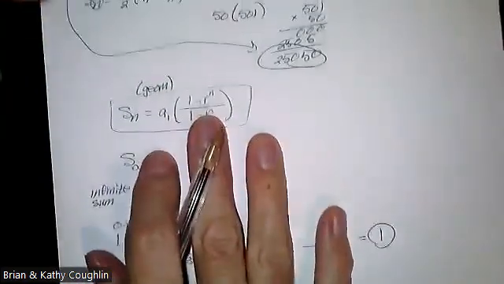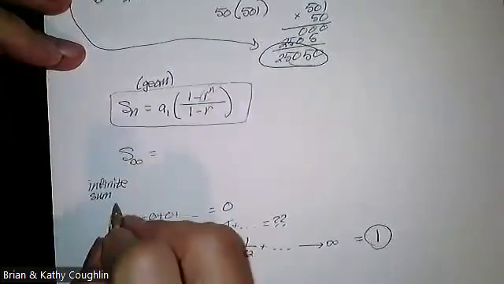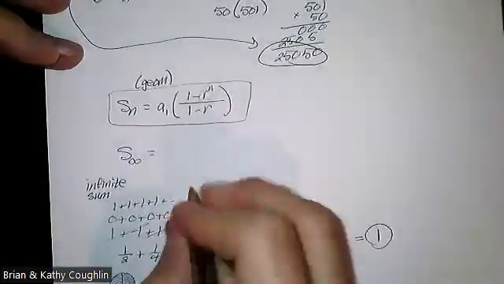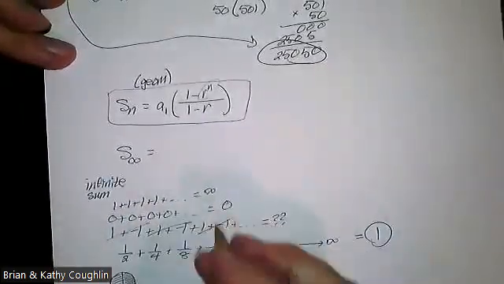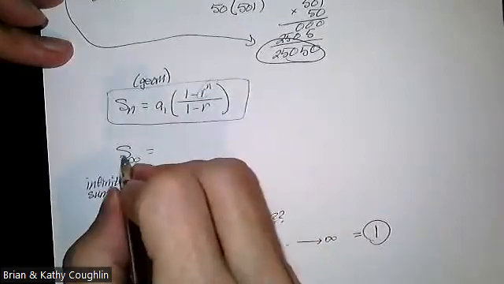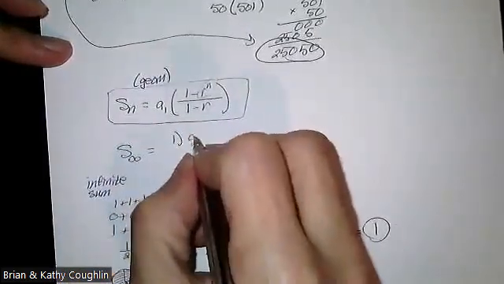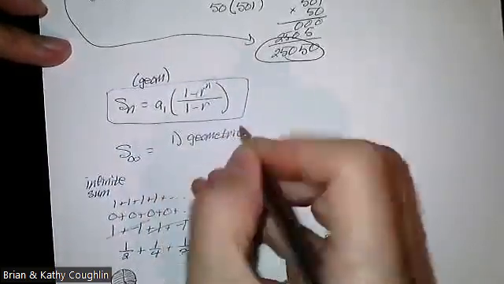There are actually 2 conditions when that happens. They don't always, because if you try to do 1 plus 1 plus 1 plus 1, it's nice and easy to add, but if you go to infinity, that's going to go to infinity. It's going to blow up. So it doesn't work. There are only 2 conditions where an infinite sum will actually work. First, it has to be geometric. It cannot be arithmetic.